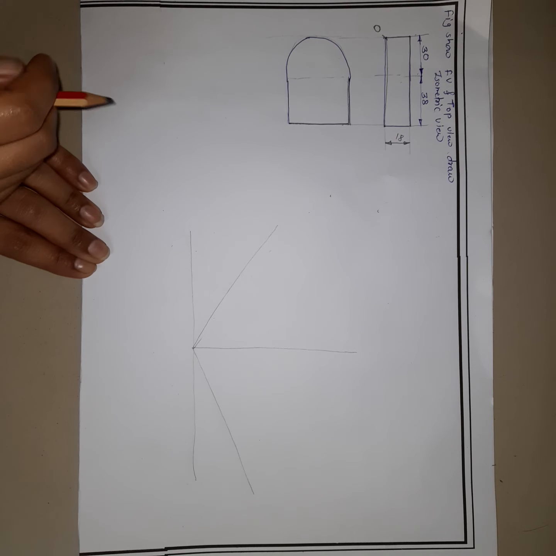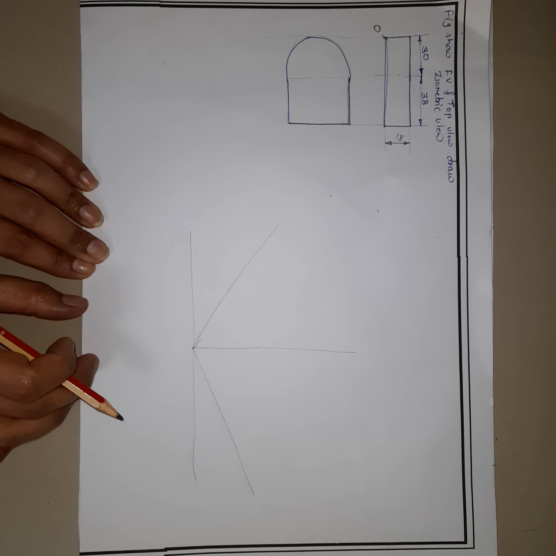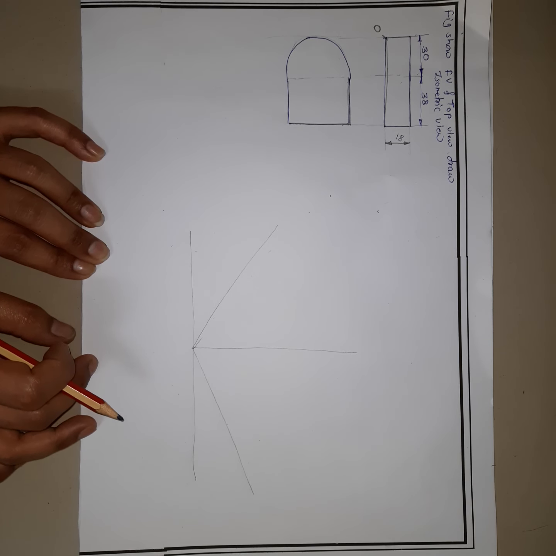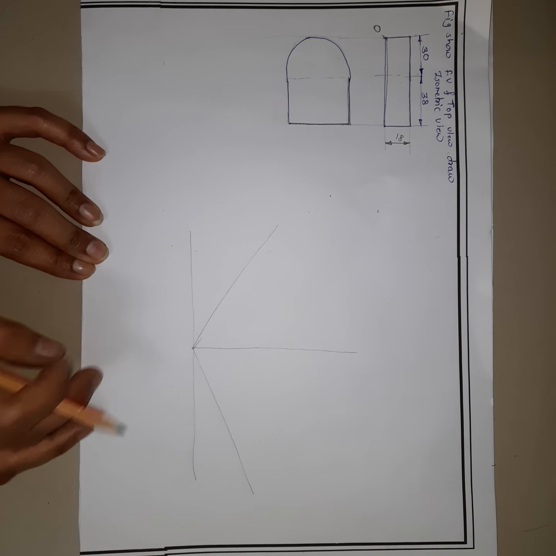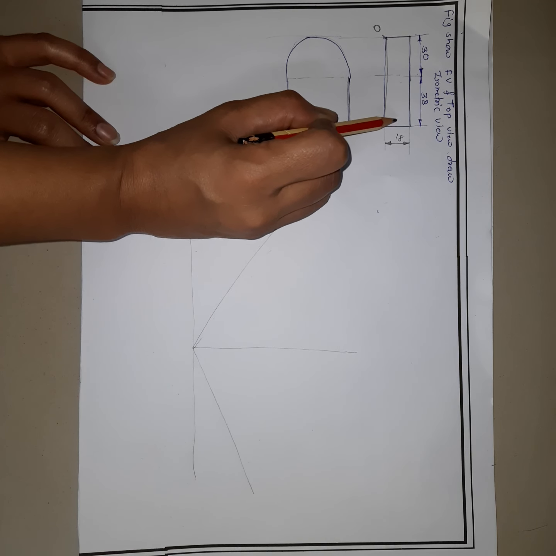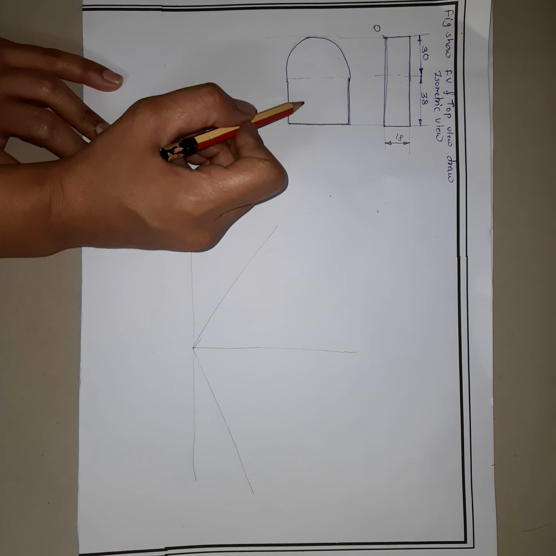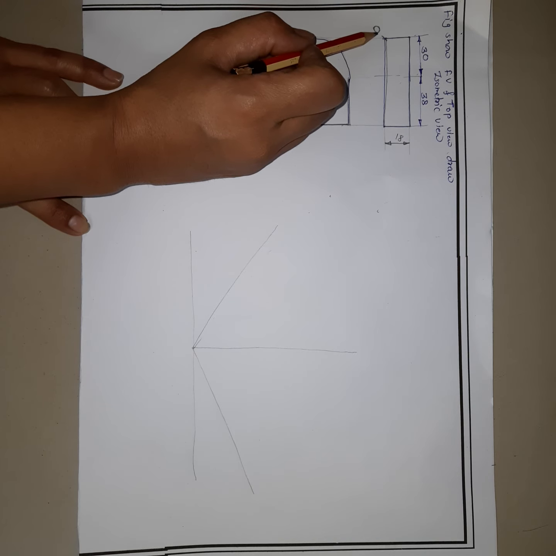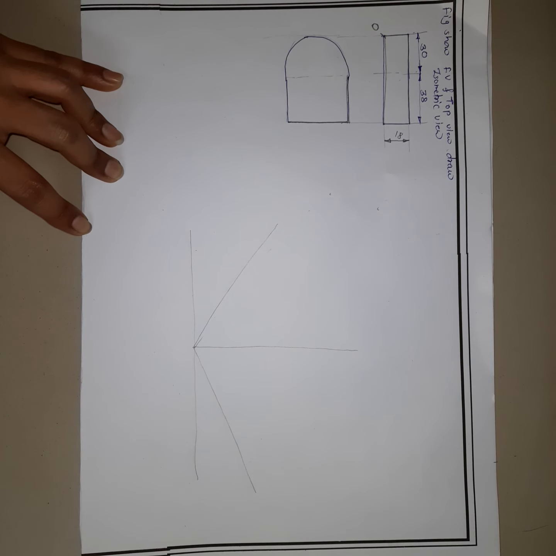Hello everyone. Today's problem is: the figure shows the front view and top view, and you have to draw the isometric view. Here the upper view is the front view and the lower view is the top view, and this is the origin. So let's start the problem.